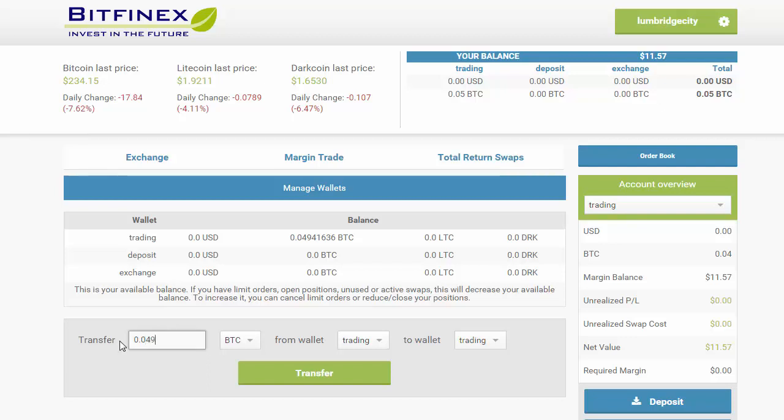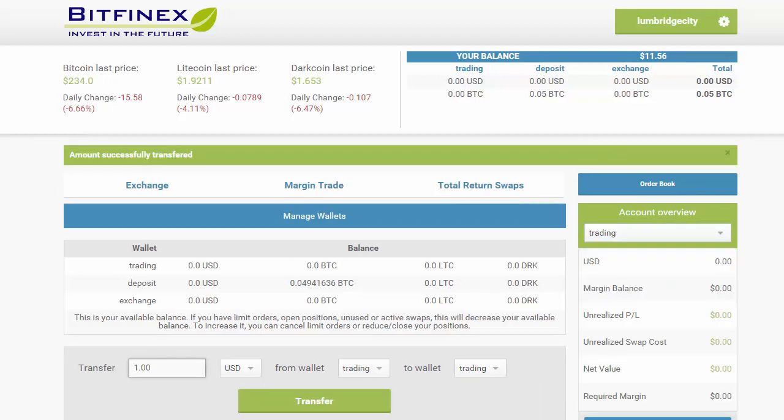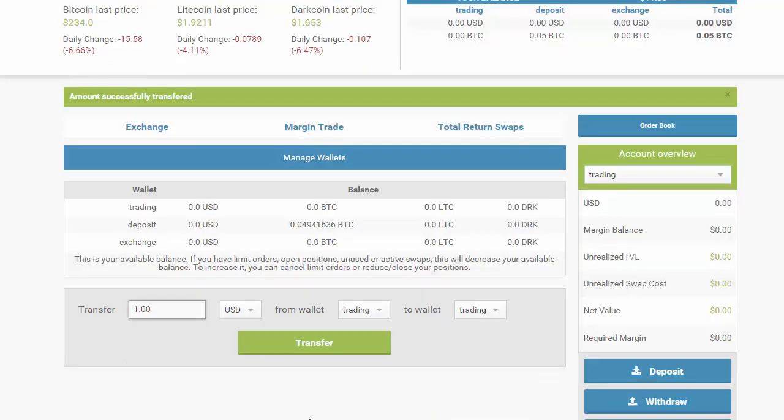I'm transferring the full amount from my trading wallet to the deposit wallet. Okay, that's done. Now how do I do the auto renew?